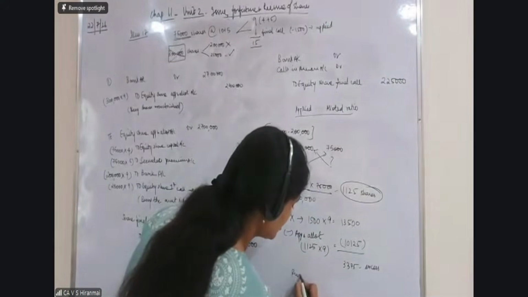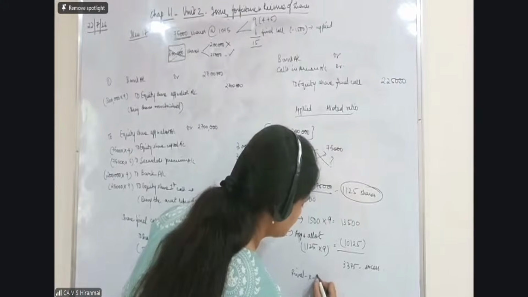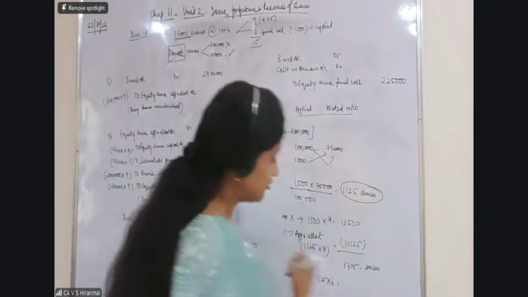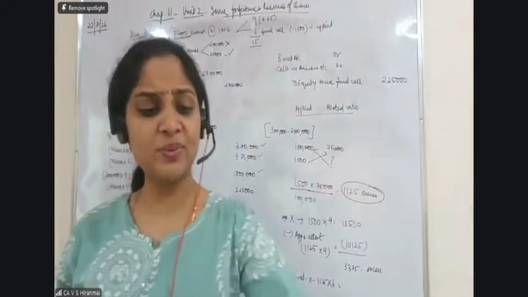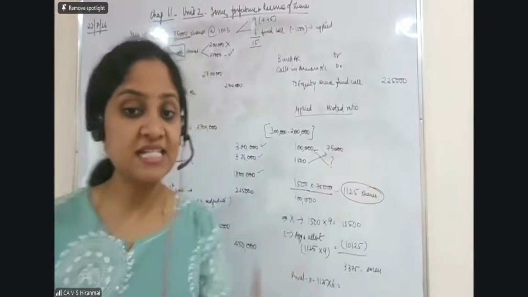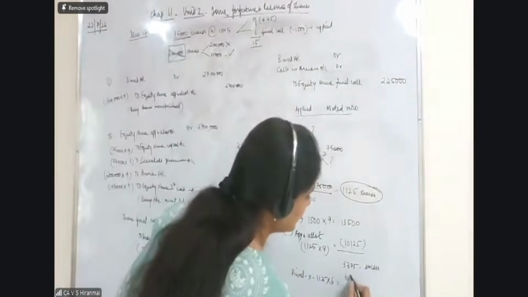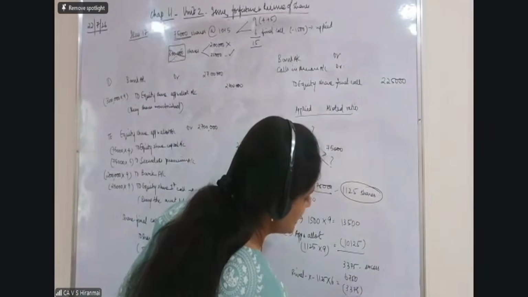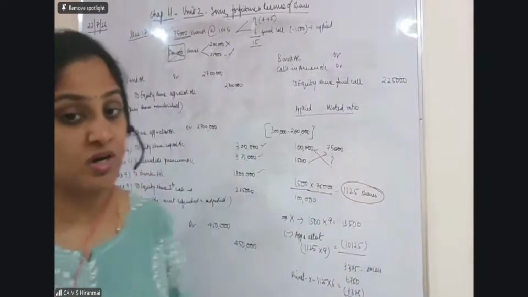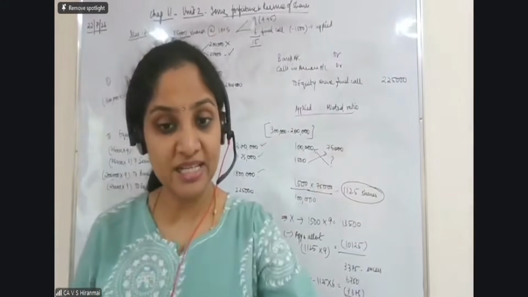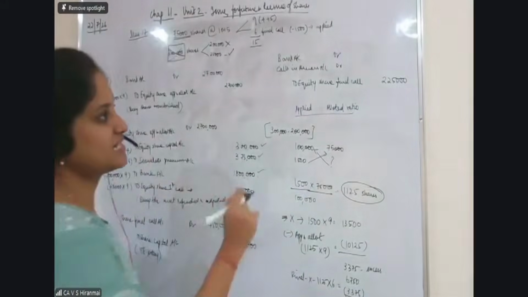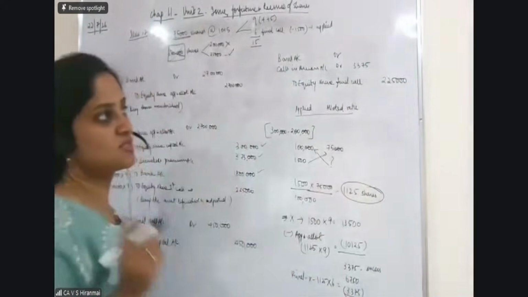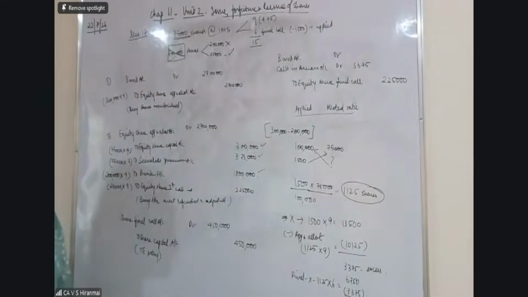Now for the final call from Mr. X, how much do you need? 1,125 into 6 rupees we need from him. 1,125 into 6 gives me 6,750 rupees I need from him. But already how much money is there with me? 3,375 is already there with me. So the remaining is how much? 3,375 he has not paid.